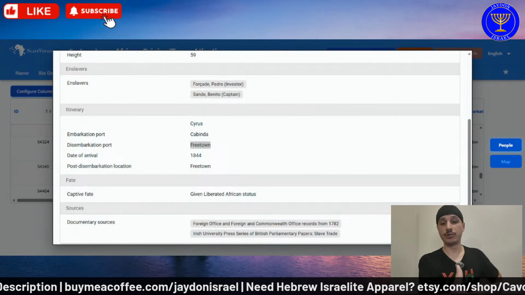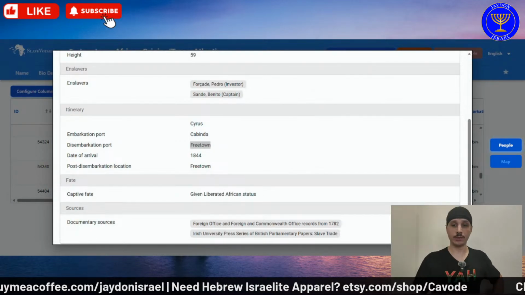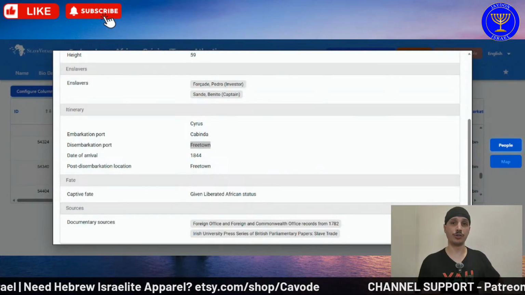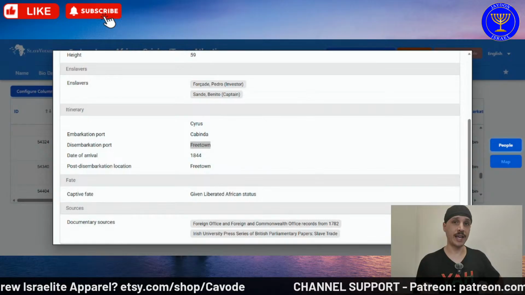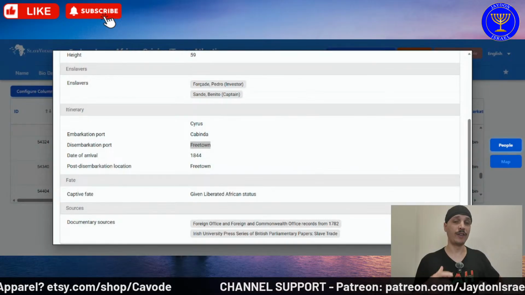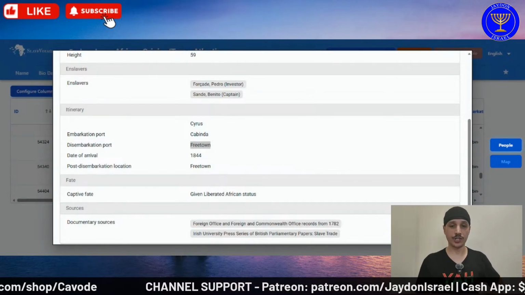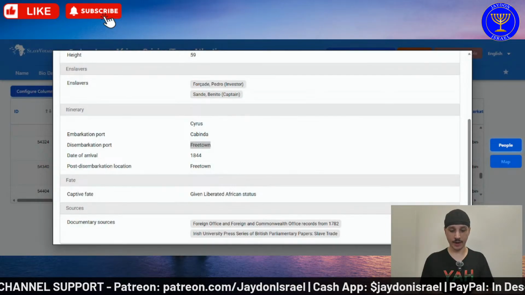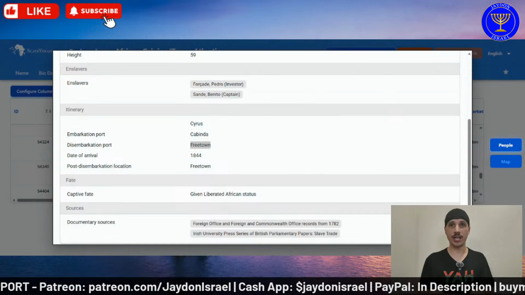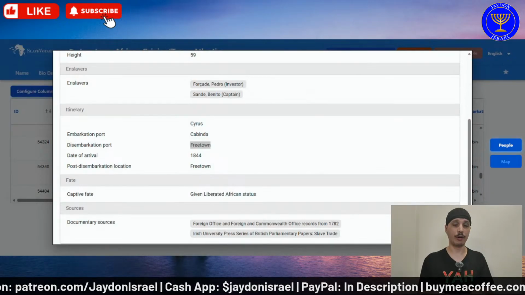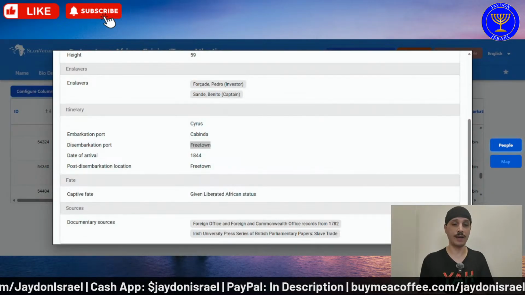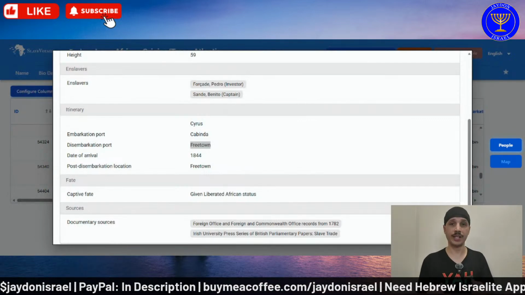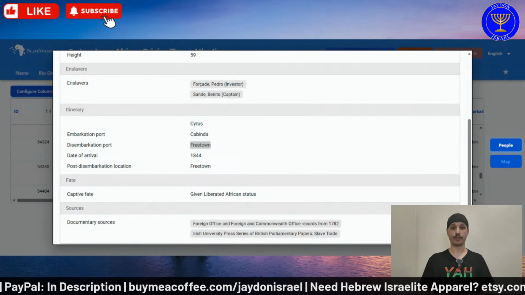Now, I encourage you to do your research on Freetown, Sierra Leone. Read from Britannica. That's a good place to check out the history of Freetown. And even though Freetown did not engage in chattel slavery, I repeat, Freetown did not engage in chattel slavery, especially at this point, it was still oppression.